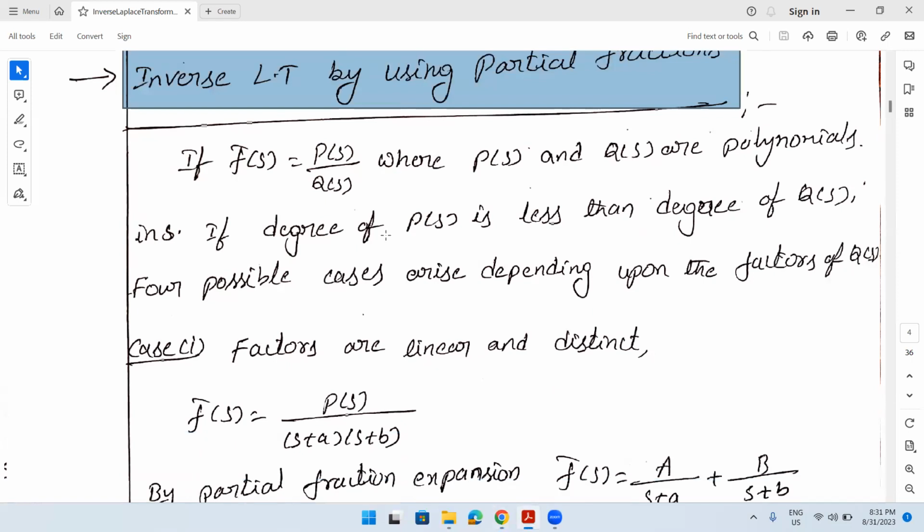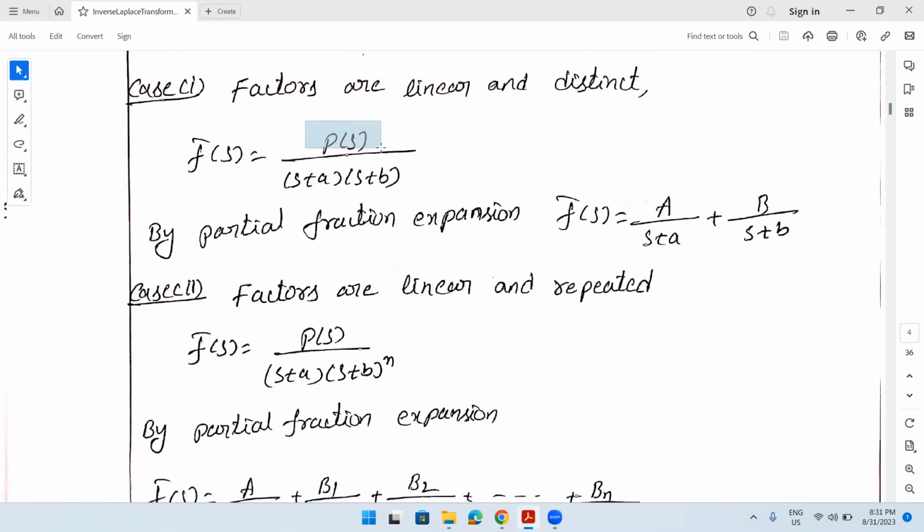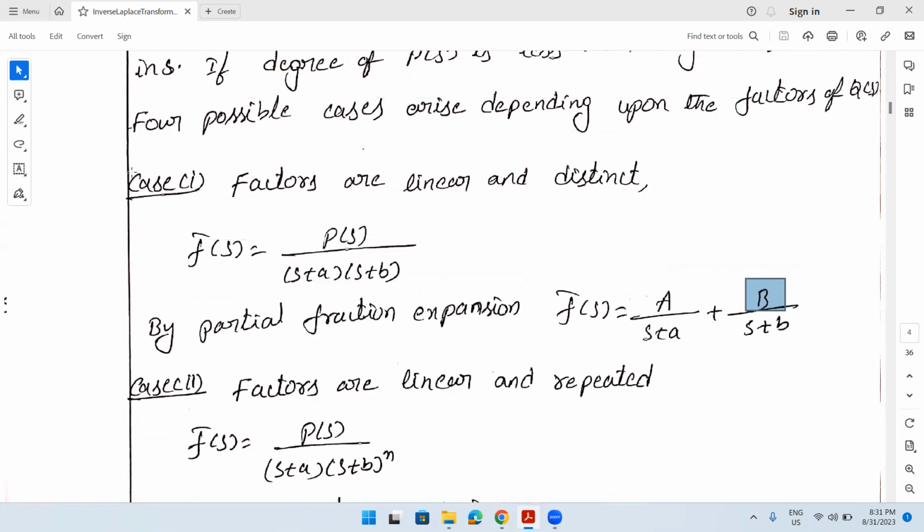Suppose the factor is like this: some function of S divided by (S plus A) into (S plus B). If we get it like this, we write A by S plus A plus B by S plus B, and we find the values of A and B. After finding the values of A and B, we apply the inverse Laplace transform. This is the first case.